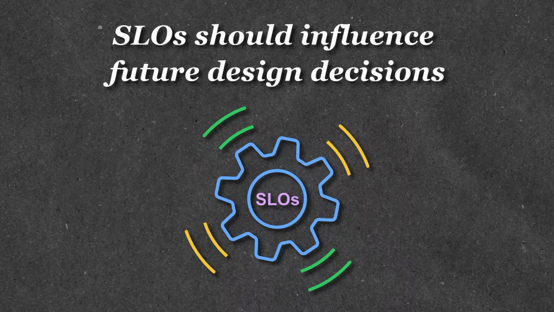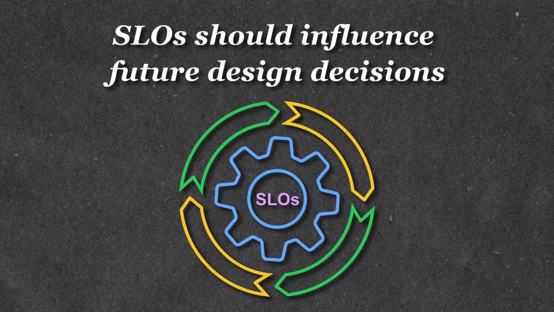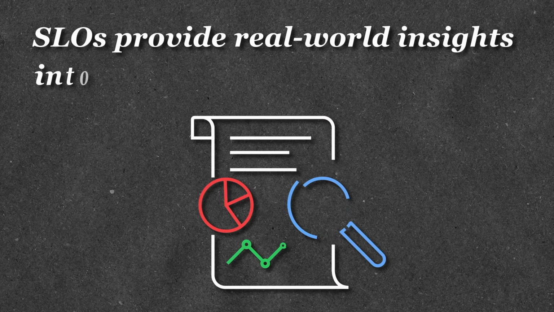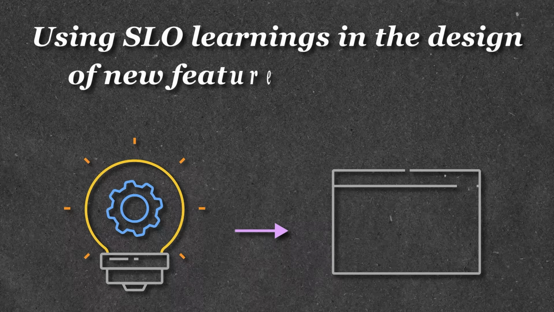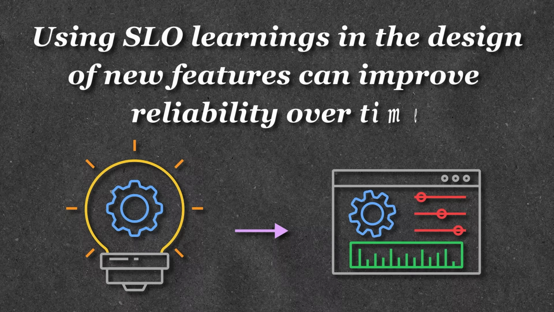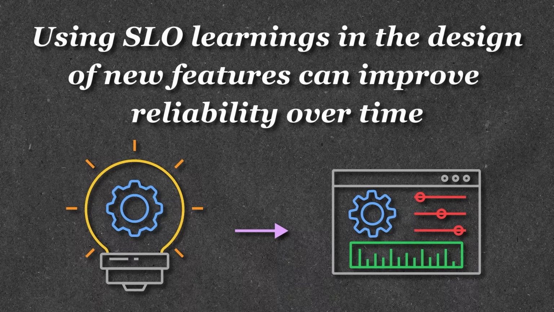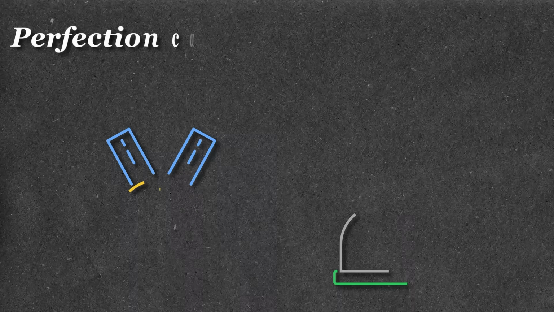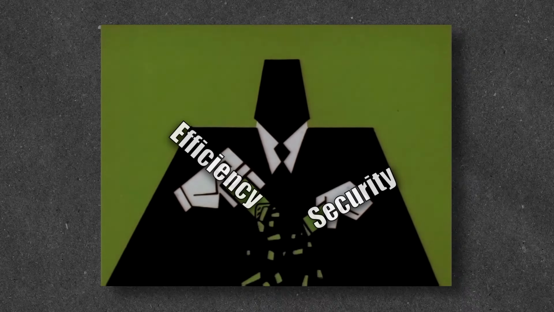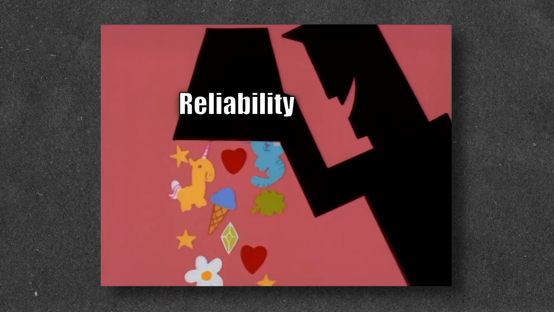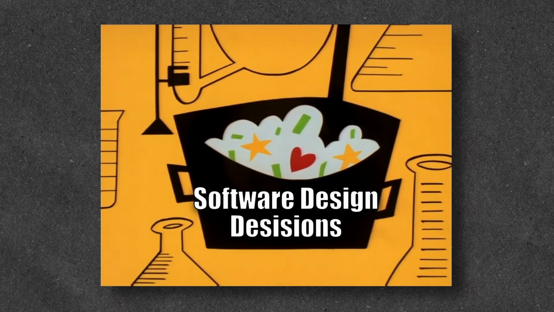The real value of service level objectives is the feedback loop that they help us to create in our systems. They provide us with real-world insights into the reliability of our systems through the eyes of our customers. If we bring these learnings back into the design of new features or changes to existing features, we'll continue to improve the reliability of our systems over time. Perfection can only be achieved with real-world data, and perfection often takes time. Many factors go into the design of software, but reliability must be a core consideration of design decisions.